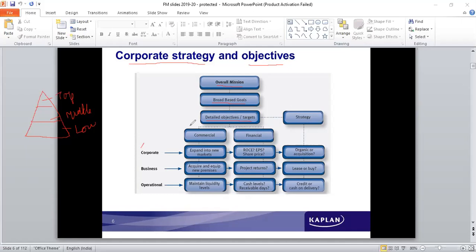The objectives can be broadly classified as commercial objectives and financial objectives. We're going to touch on the financial part of it, but first we'll understand the role of these three different levels of management.